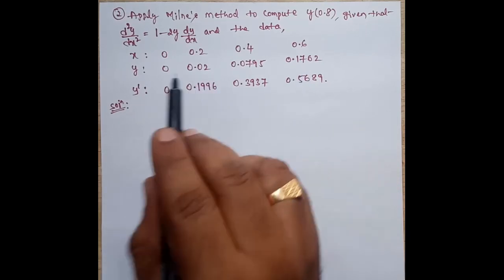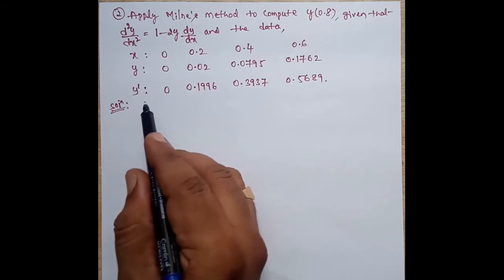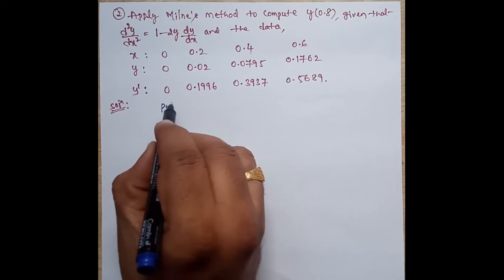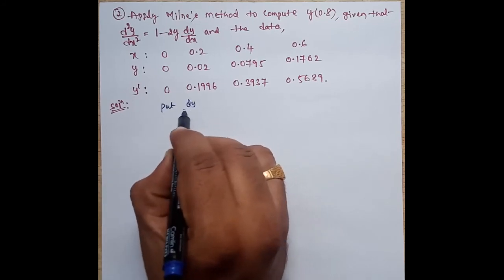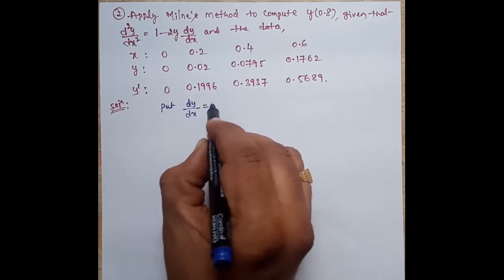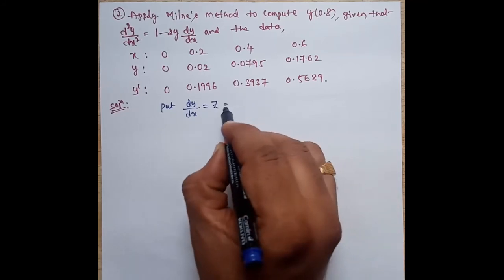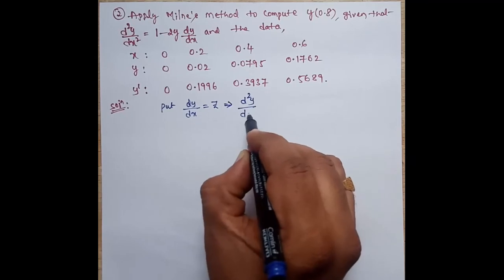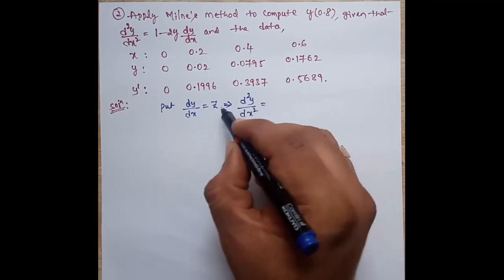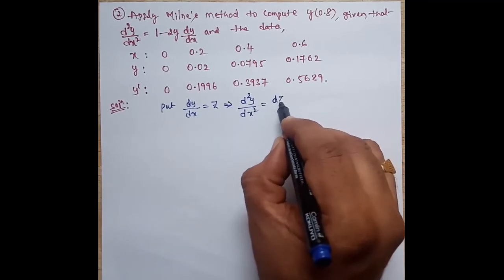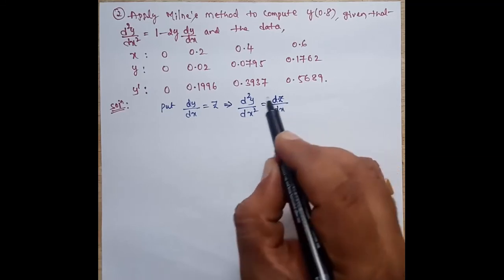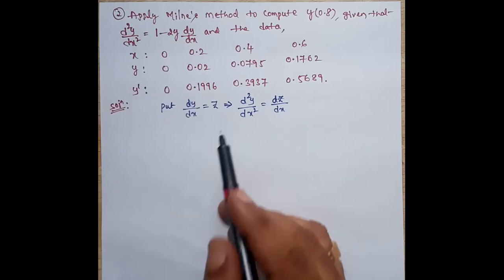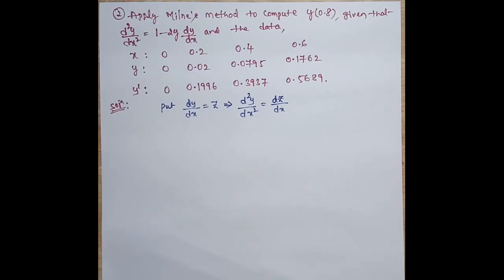So, solution first. In the first step of Milne's method, you have to use the substitution: put dy by dx equal to z. This implies d square y by dx square equals the differentiation of this, dz by dx. So let us use this substitution and convert our second order differential equation to first order form.